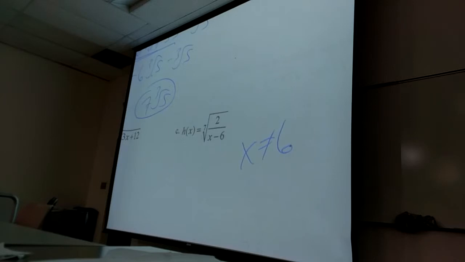Right? So how do you determine domain when you look for all your problem spots? Who's got a problem? Who's got a problem? You got a problem? Throw that out. Yes?